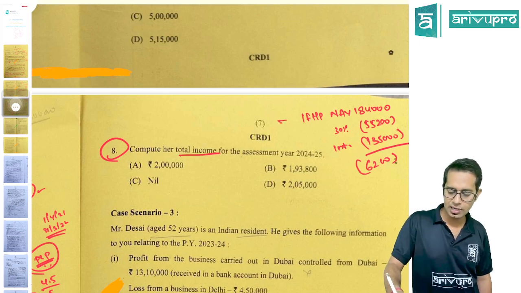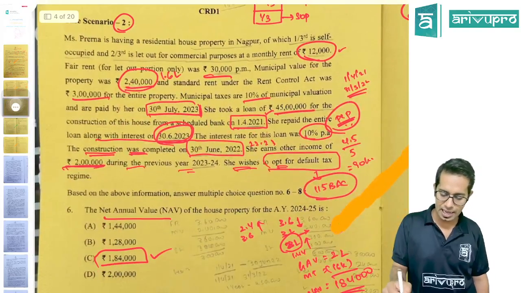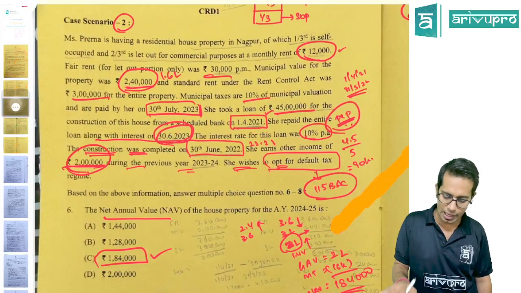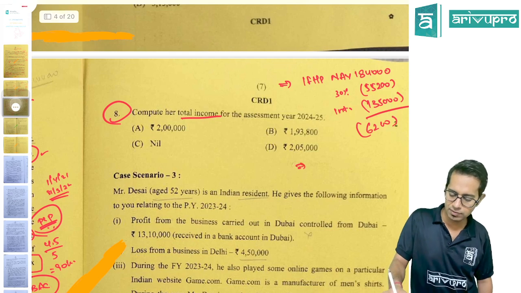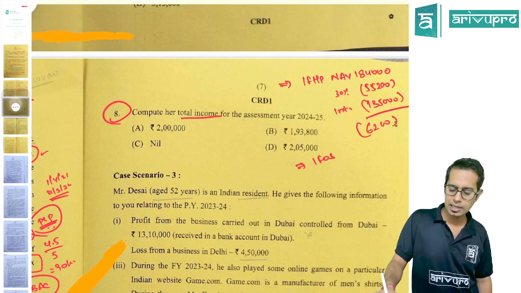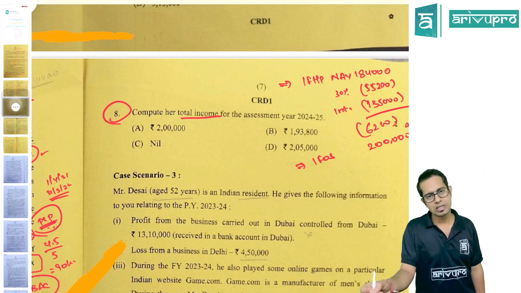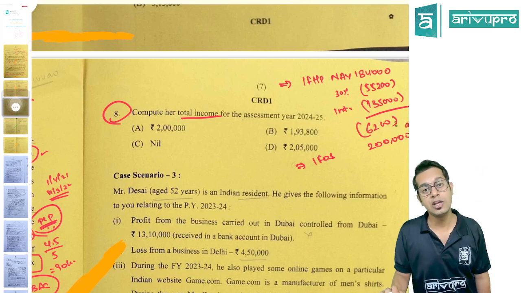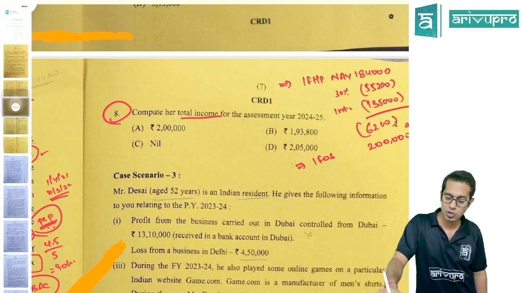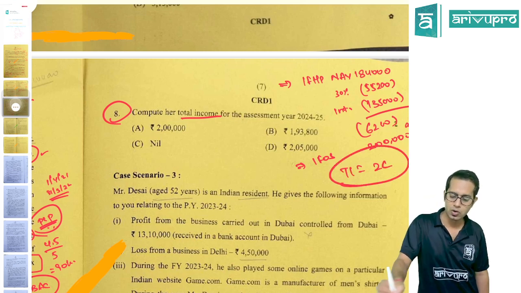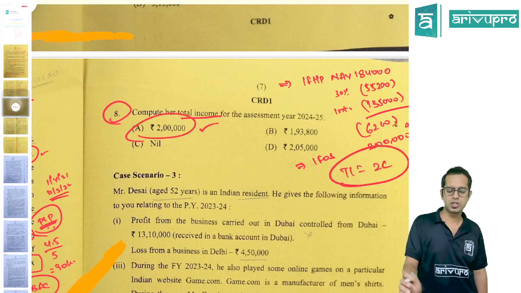So I have income from house property, and they say I have other income of 2 lakh rupees. Since we don't know the head, which head will we put that in, sir? In income from other sources, 2 lakh rupees. Now, can this loss be set off? Because he has opted for the default regime, because he has selected 115BAC, the loss cannot be set off. Therefore, his total income is 2 lakh rupees. The right answer is option number A.